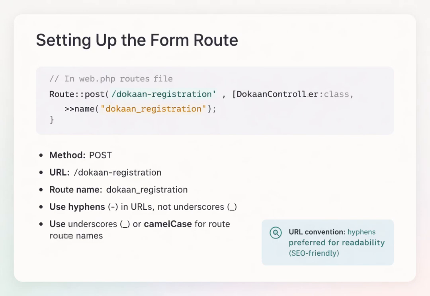Now let's look at the route that handles the form submission. In the web.php routes file, the instructor defines a post route at the URL /dukan-registration. It points to the store method inside the Dukan controller. The route is given the name Dukan_registration. One important convention the instructor highlights: in URLs, use hyphens rather than underscores. So the URL is Dukan-registration with a hyphen, but the route name uses an underscore. This is a common web convention. Hyphens in URLs are more SEO-friendly and readable.